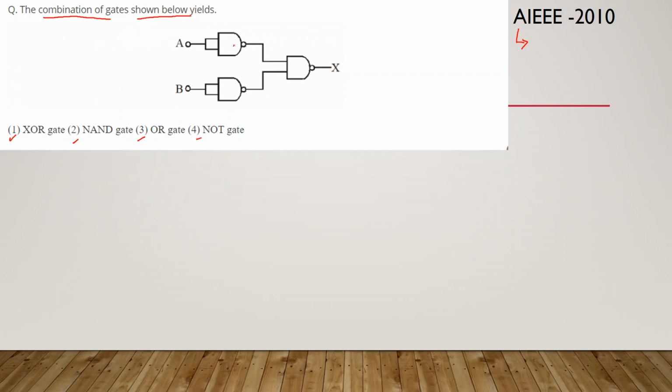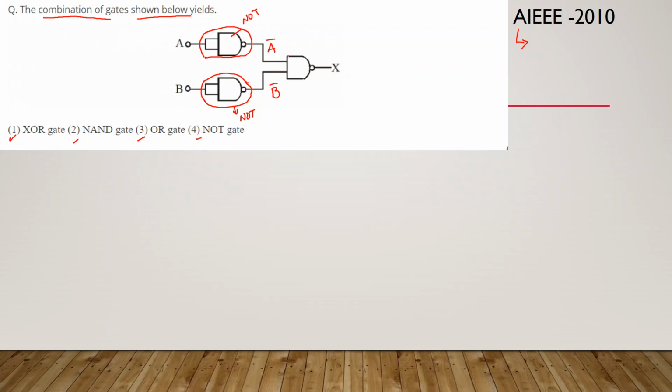Now let us see. I hope by now everyone knows which type of gate this is. It is nothing but a NOT gate. Whenever input A is given to a NOT gate, what will be the output? It will become A bar. Whenever input B is given to a NOT gate, what will be the output? It will become B bar.